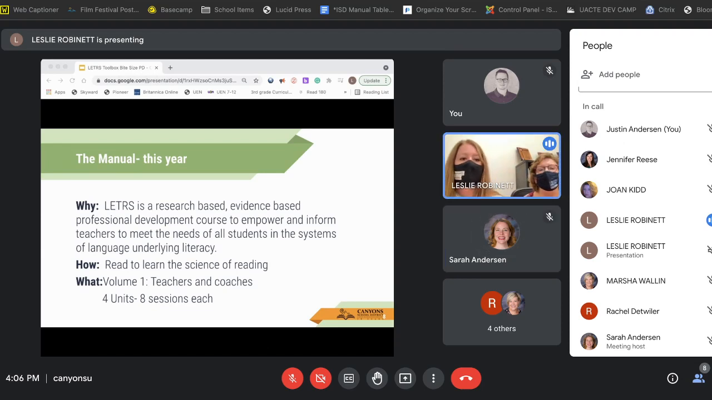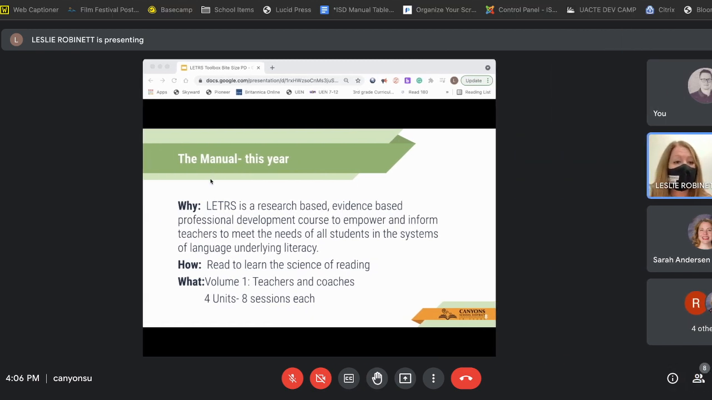Okay. Excellent. All right, so just to finish up the manual, we would strongly suggest that you start your work for each session by reading the manual. That's probably the most important first step: go to the manual and do your reading for the session.